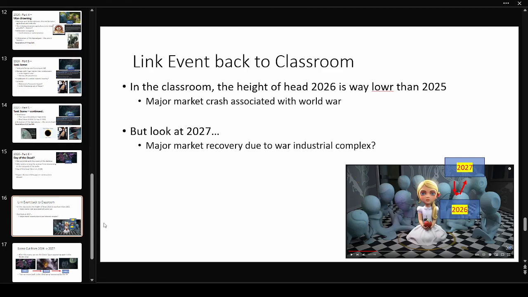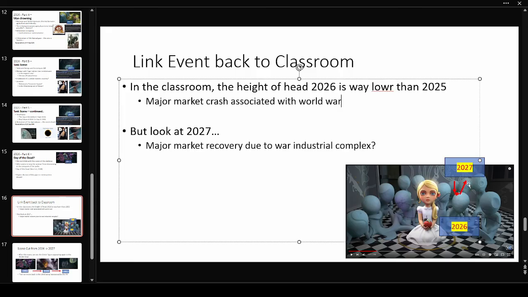If we link back to the classroom scene, the height of the head of 2026, this is the 2026 character sitting down, seeming very depressed. So from 2025 down to 2026, we have a huge drop. A major market crash, I think, is what is associated with this world war. But in 2027, next year, we have a massive increase again. So is there just a major market recovery again due to this war industrial complex?